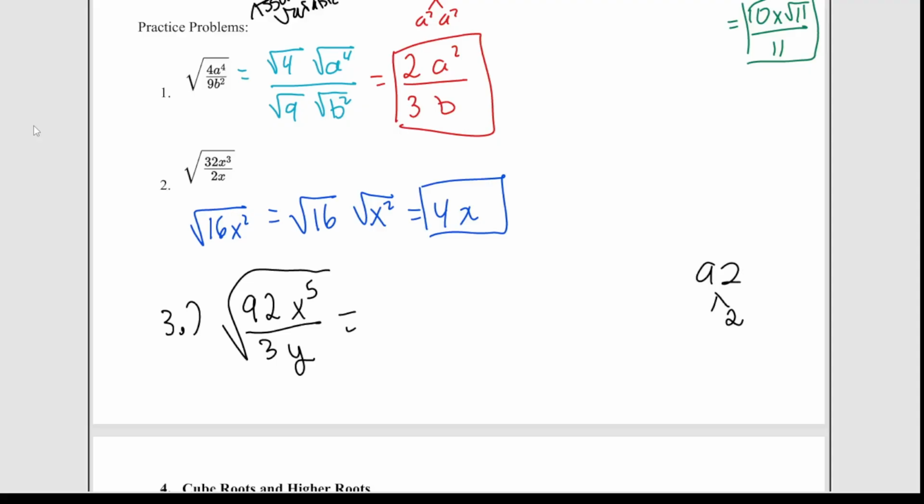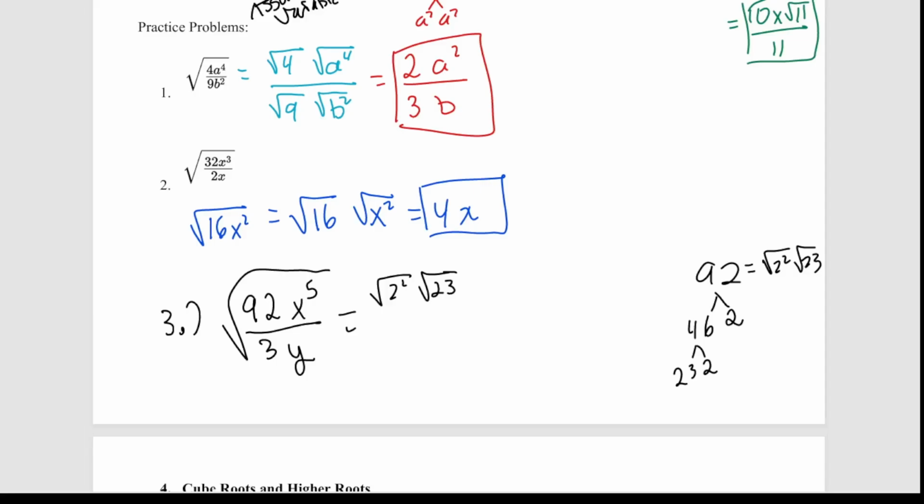So 92 breaks down into 2 times 46. 46 breaks down into 2 times 23. So I can rewrite that as the square root of 2 squared times the square root of 23, and I might even want to double check to the side here that 23 times 4 does indeed give me 92.